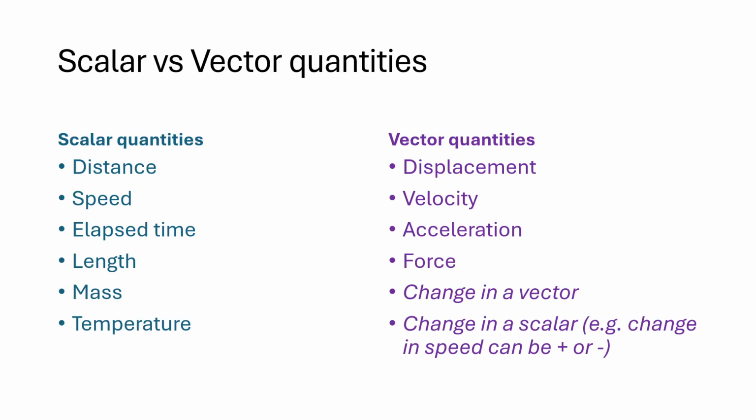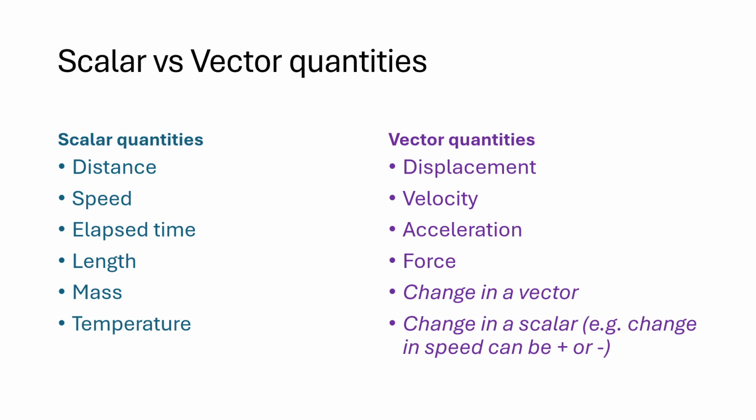So yeah, distance, speed, elapsed time, length, mass, and temperature. As you can see, these are all forms of measurements which have a magnitude but don't have a direction. So they fit under the category of scalars. Displacement, velocity, acceleration, and force, however, to be fully defined, must have a direction as well as their magnitudes. So these will all be vector quantities.